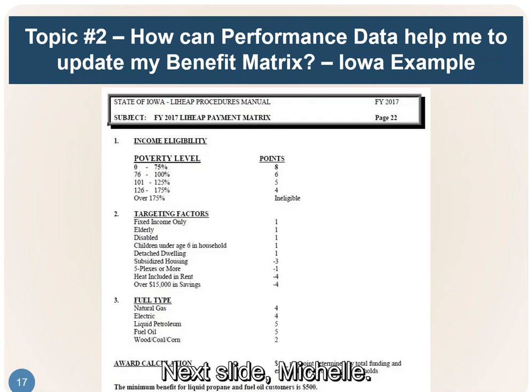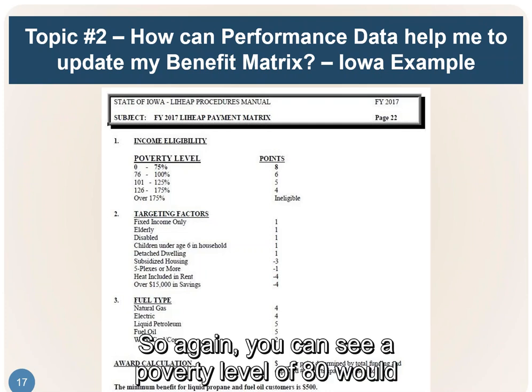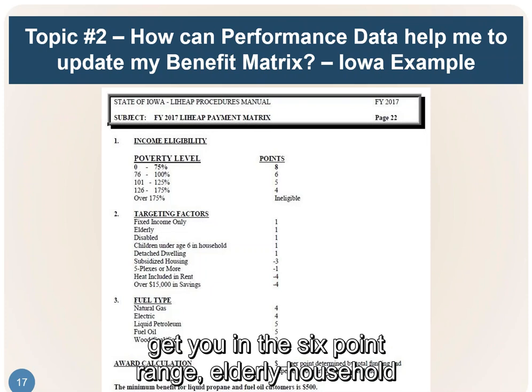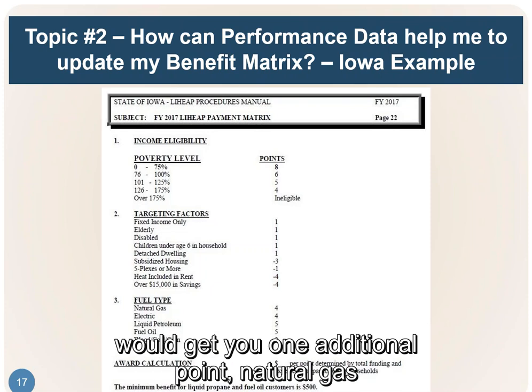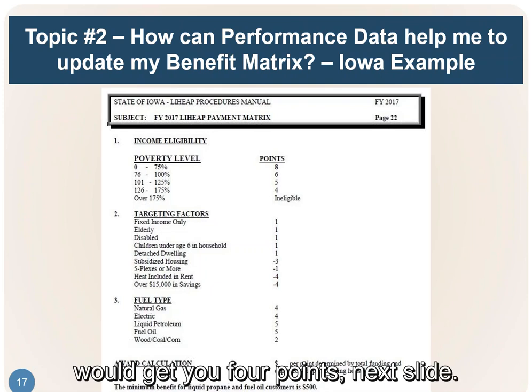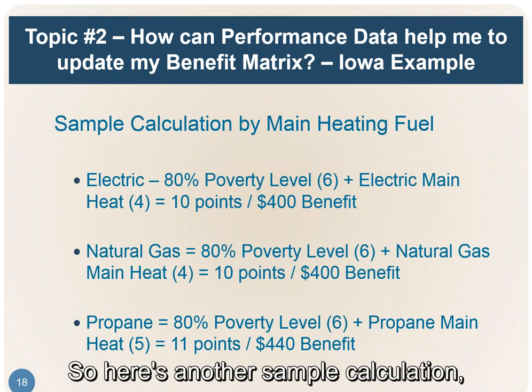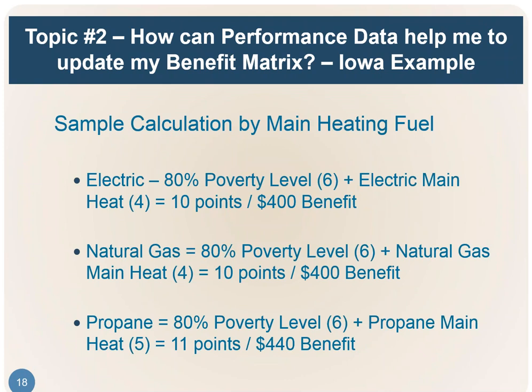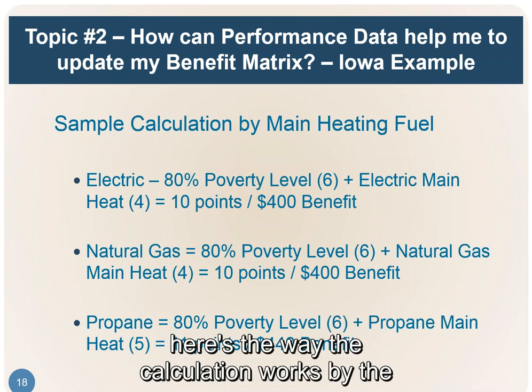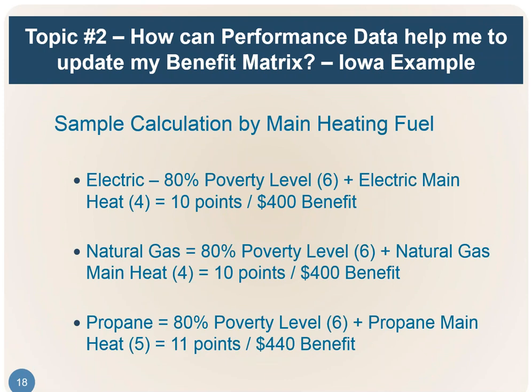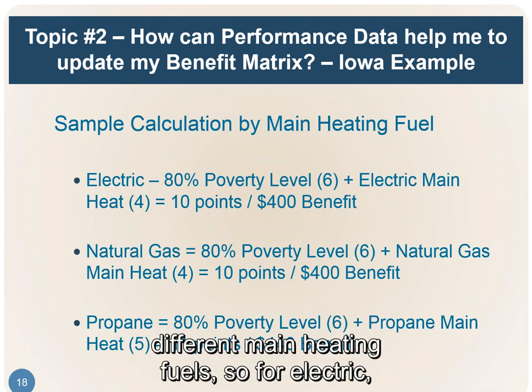Next slide, Michelle. So again, you can see a poverty level of 80 would get you in the 6-point range. Elderly household would get you 1 additional point. Natural gas would get you 4 points. Next slide. So here's another sample calculation. Here's the way the calculation works by the different main heating fuels.